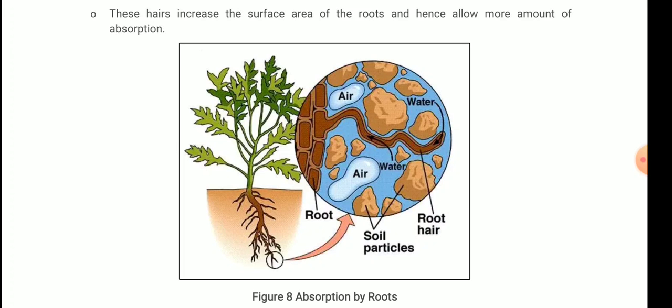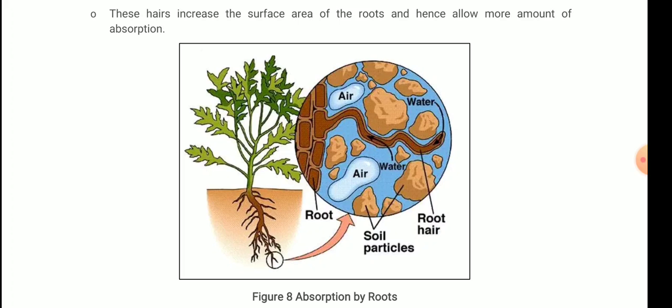Clear? And about the soil particles, we have already discussed in the soil chapter that different types of soils may have different particle sizes and different amounts of water holding capacity. The types of plants growing in a particular region also depend on the soil particle size. We have already discussed that in the previous chapter on soil.